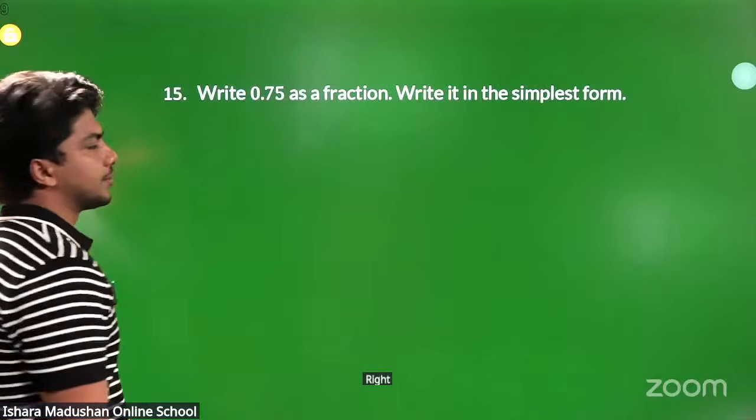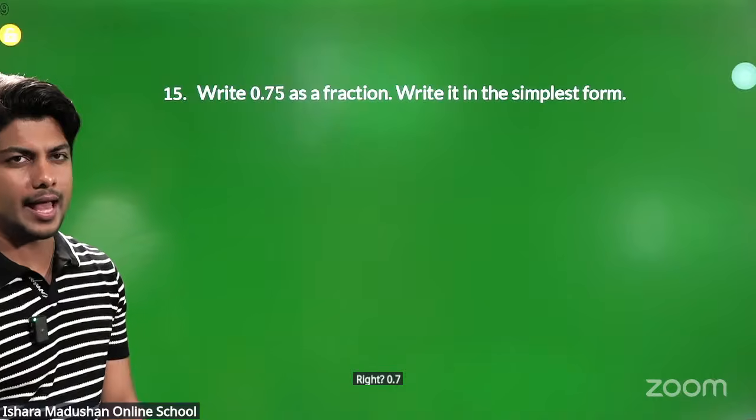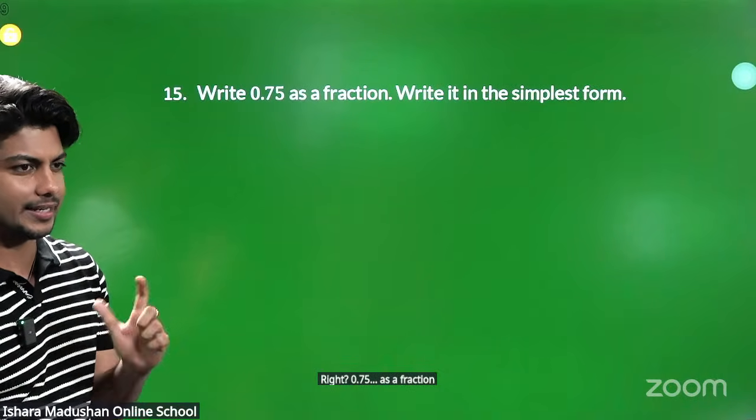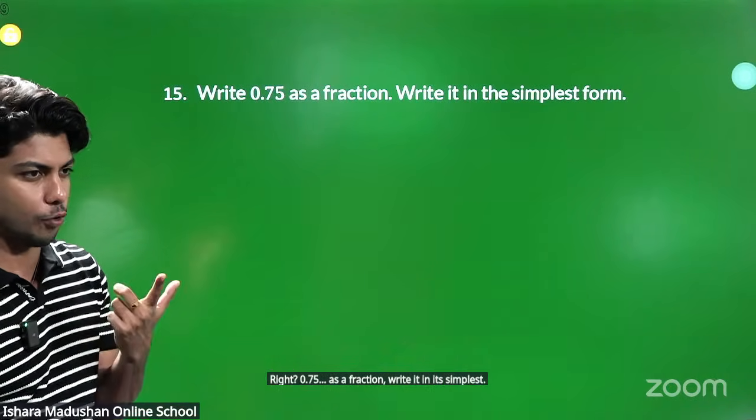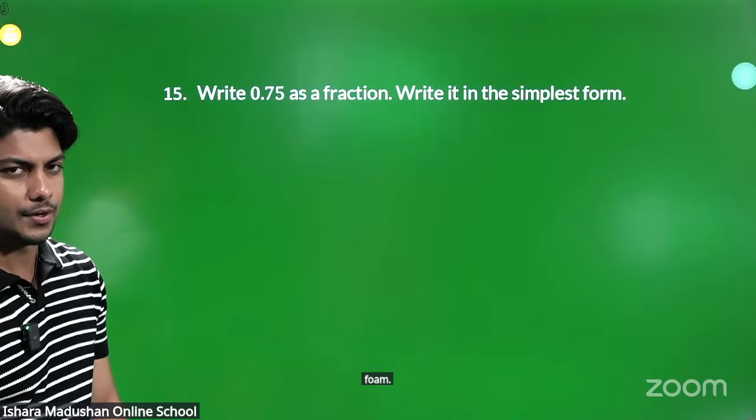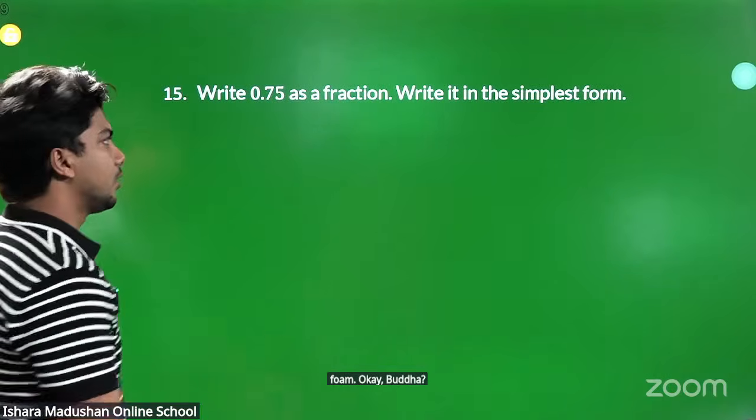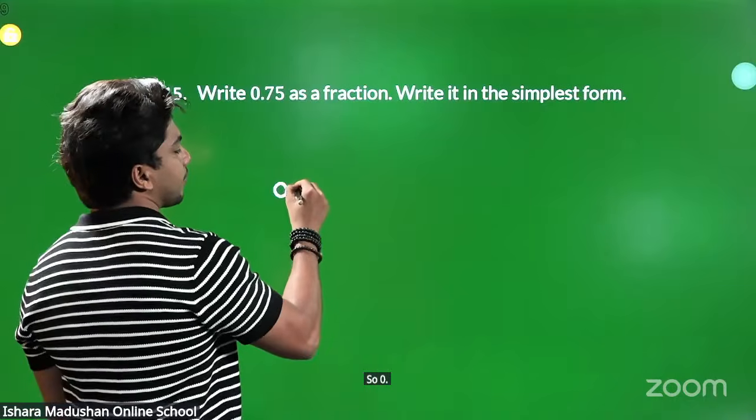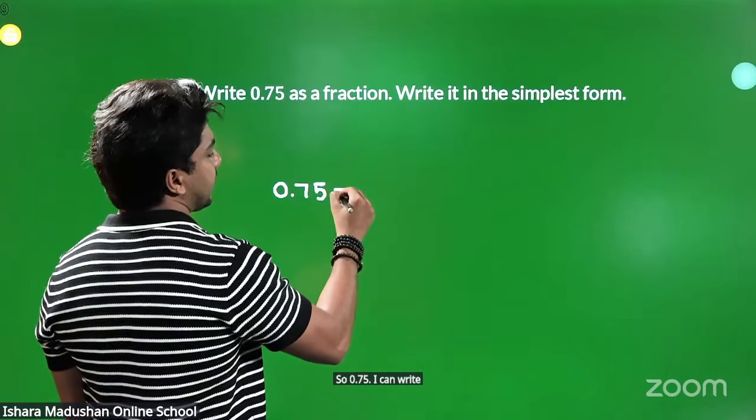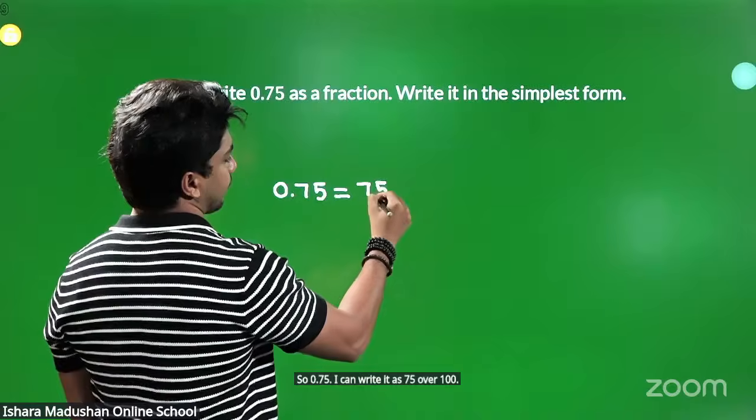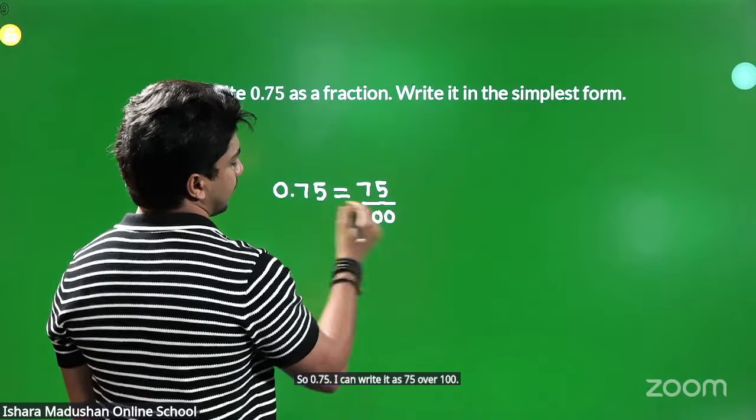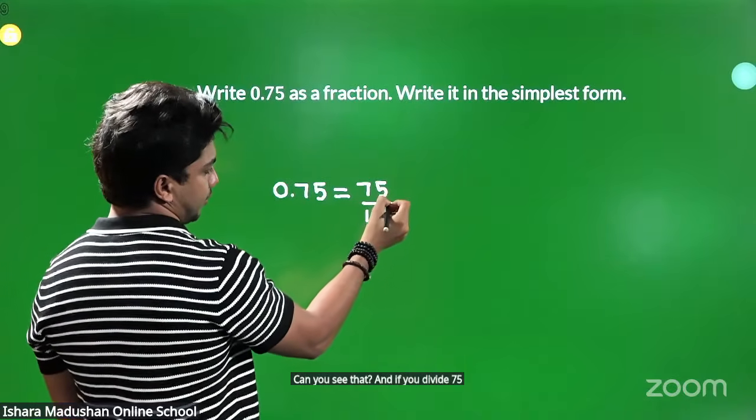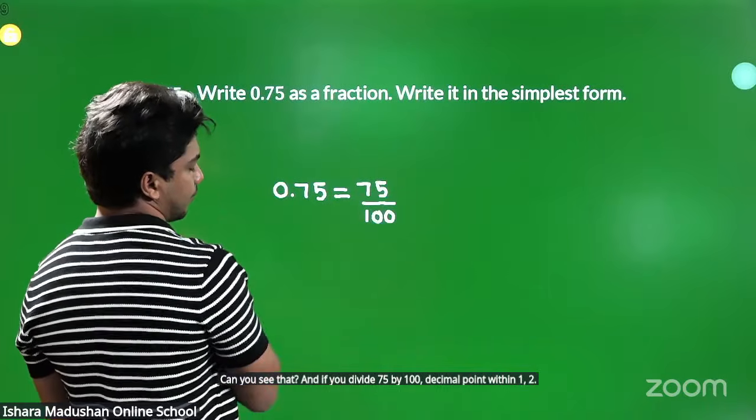Write 0.75 as a fraction. Write it in its simplest form. Okay, Buddha. So 0.75, I can write it as 75 over 100. Can you see that? If you divide 75 by 100, the decimal point moves two places, so 0.75.